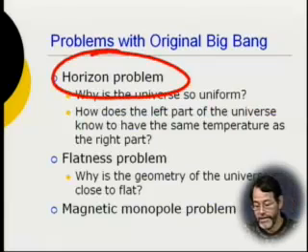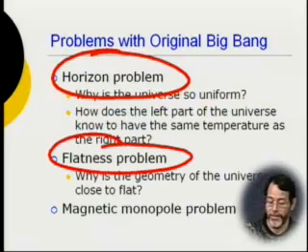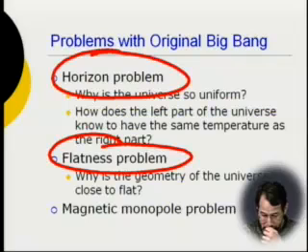Also, we find that the universe is either geometrically flat, so that volumes have 4/3 pi r cubed, or pretty close to geometrically flat. So why is that? That's called the flatness problem. And there's one I won't describe very much, which is how come there are so few magnetic monopoles. So, okay, I'll describe a little bit.